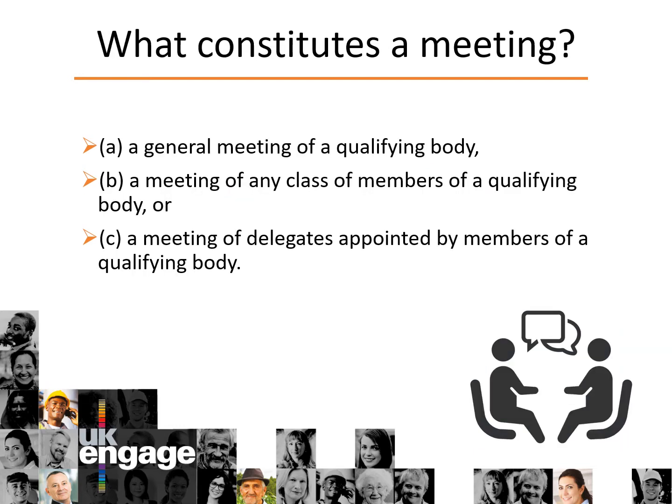So what types of meetings are covered under the legislation? They're listed here. A general meeting of a qualifying body, a meeting of any class of members of a qualifying body, or a meeting of delegates appointed by members of a qualifying body. So this covers AGMs, general meetings, EGMs, special general meetings, etc.